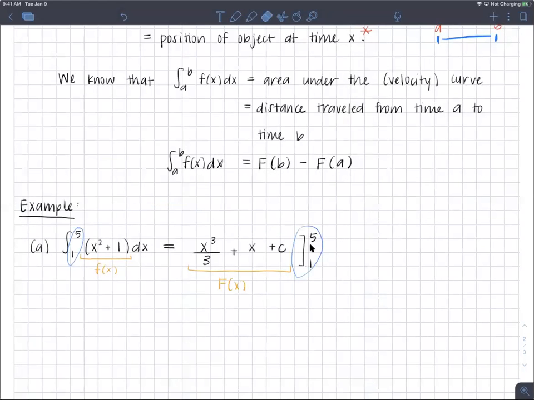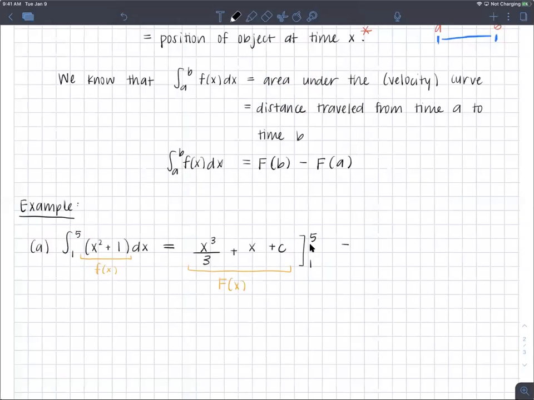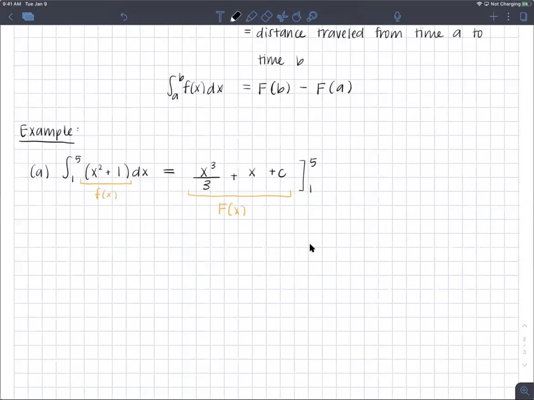But so let's do the evaluation part now. And so what you're gonna get is, here, let me bring it down here actually, because I'm not gonna have enough space. So I first evaluate this whole capital F of x at 5. And so I'm gonna have 5 cubed over 3 plus 5 plus c. And so this whole piece is capital F of 5.